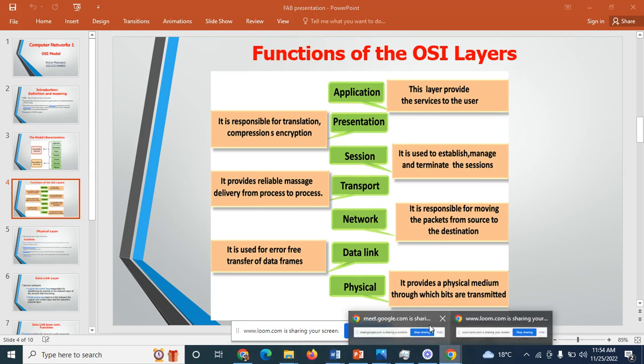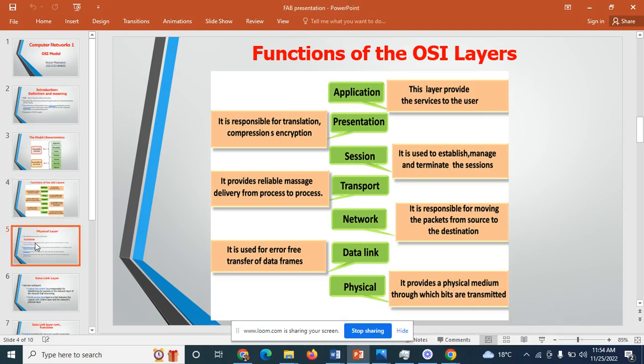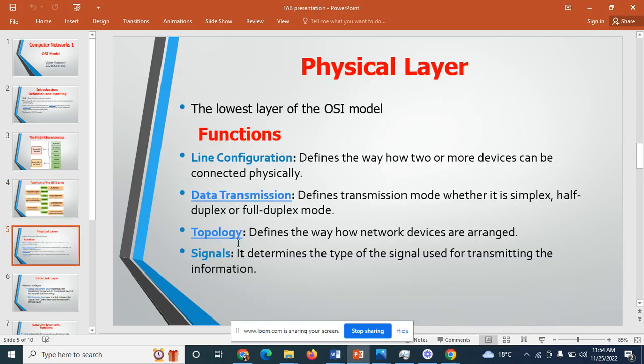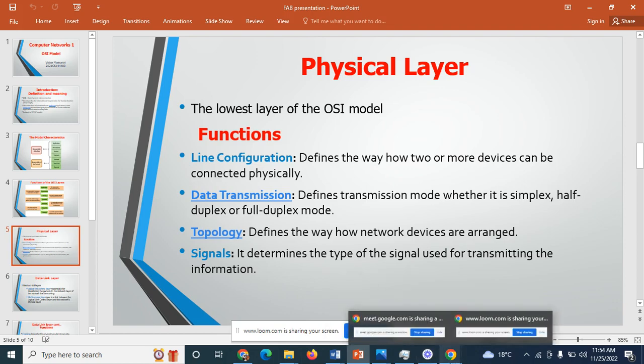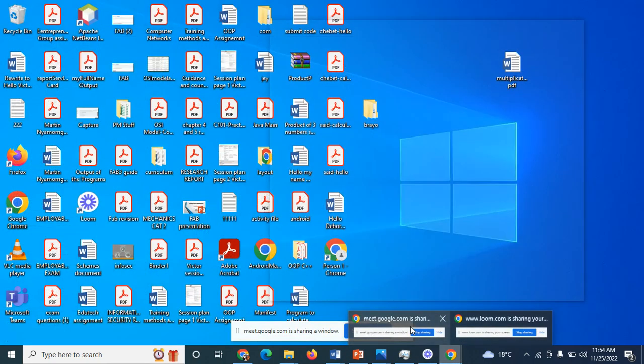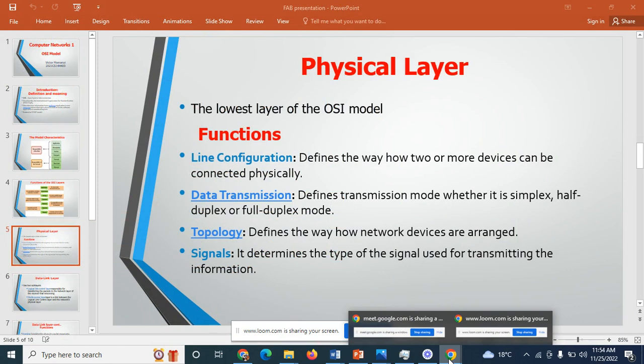So just to look at the physical layer, what it does. Just a moment, I need to confirm something here.